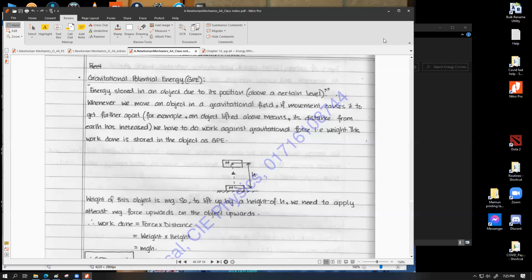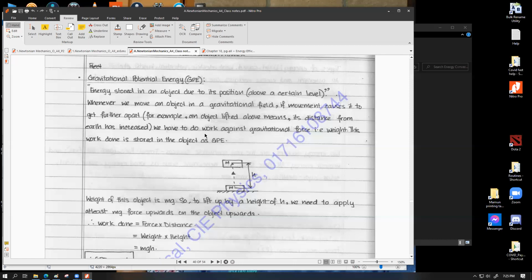So then the discussion comes, whenever we move an object in a gravitational field, if movement causes it to get further apart, for example, an object lifted above means its distance from Earth has increased, we have to do work against gravitational force, that is weight. This work is stored in the object as GP, gravitational potential energy. So whenever we are doing work against the weight, we are going to store energy within it.